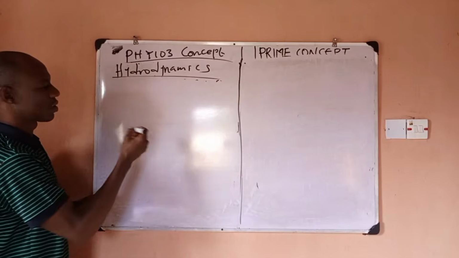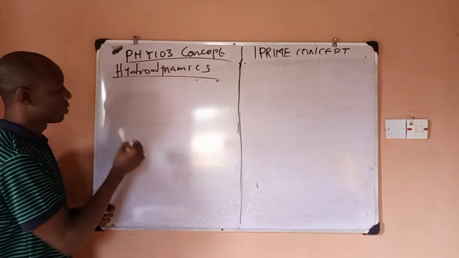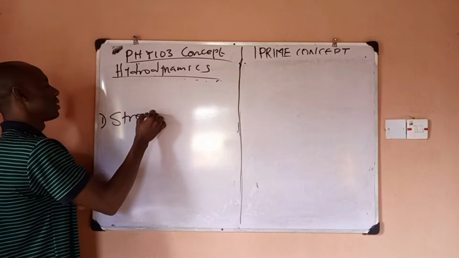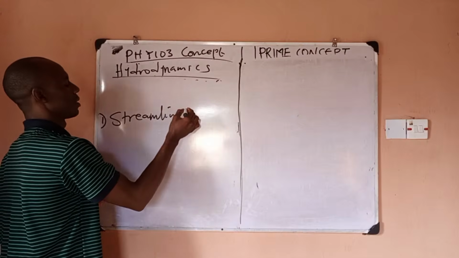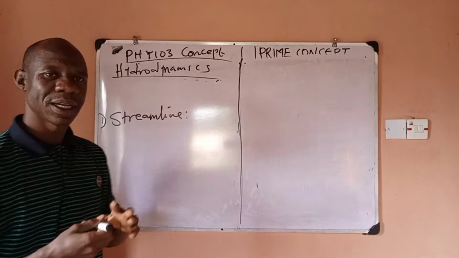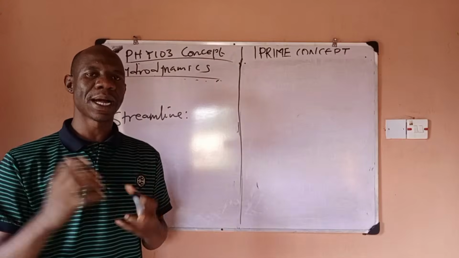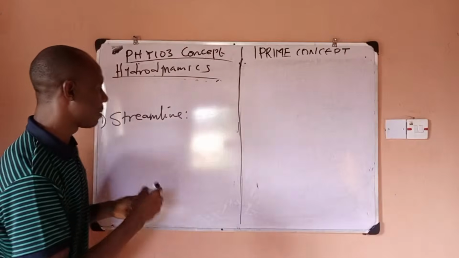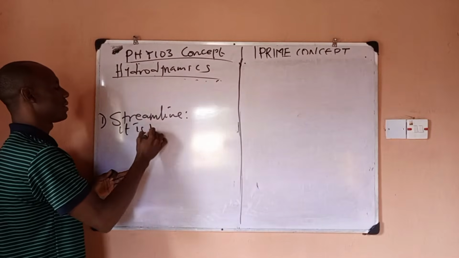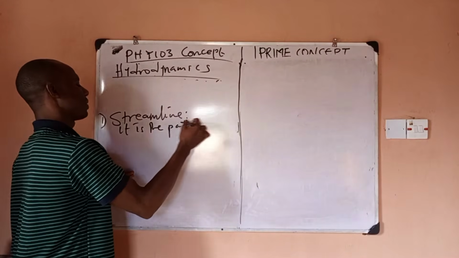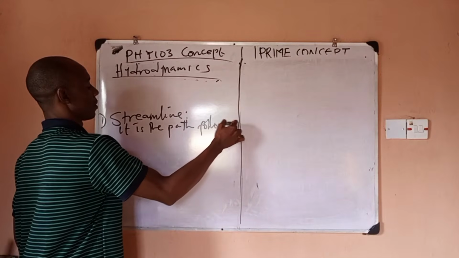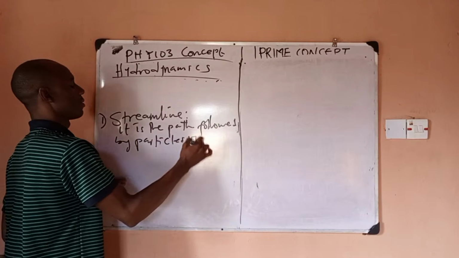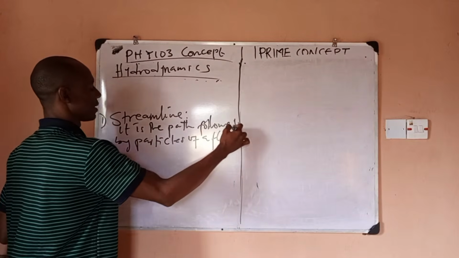Remember, we are studying characteristics of fluid. Thank God you were present when we mentioned number 1. We said streamline. We said streamline is the path that is followed by particles of a fluid. That is streamline.